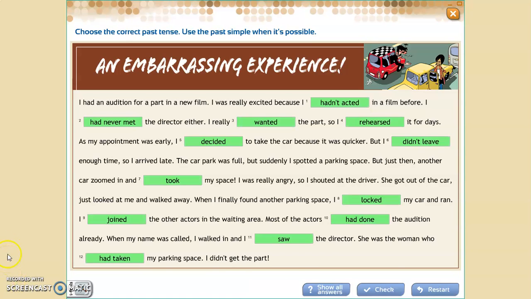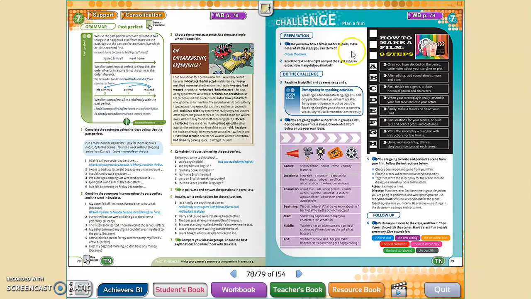Okay, so here we go. Not always can I get lucky, but this time I did manage to get the correct answers. Okay, so let's go back to the main page.